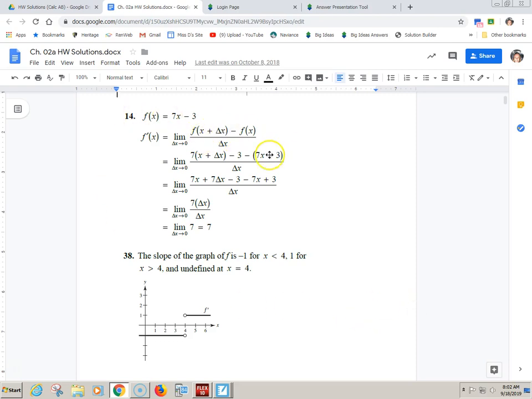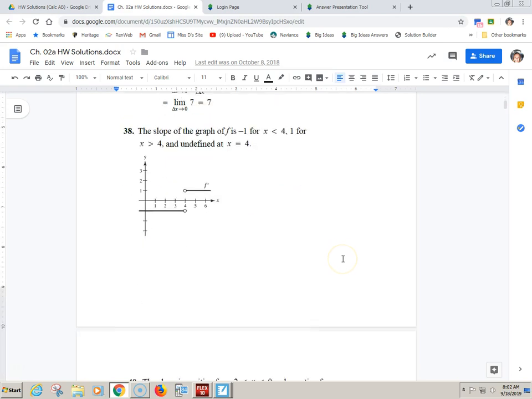Anytime you see a delta x, you can have an h, but otherwise the final answer is 7. Number 38. Oh, we did this one yesterday together in class. I just didn't graph it.